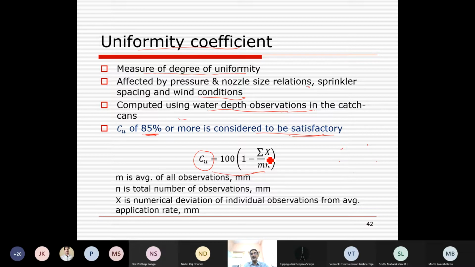is simply 1 minus the summation of deviation from the mean of depth of water that is applied. So delta x is for all the points the numerical deviation of individual observations from the average application rate, m is the average of all observations and n is the number of observations. That means simply the summation of all application. So m is the average, n is the number of observations, and summation of xi is the deviation from mean m of individual observation, that is numerical value, means no sign is involved, or say simply mod, and from 1 minus means efficiency, that is excess. So this is the uniformity coefficient.